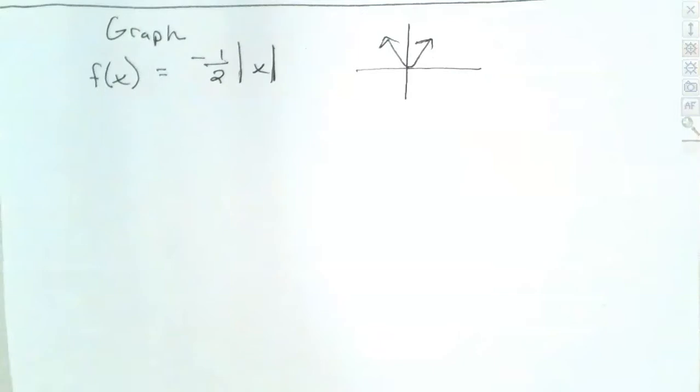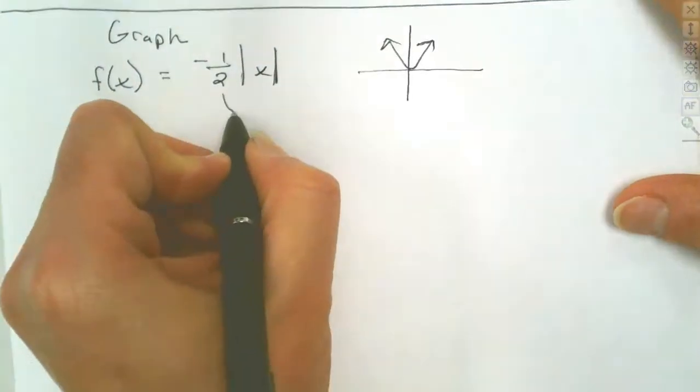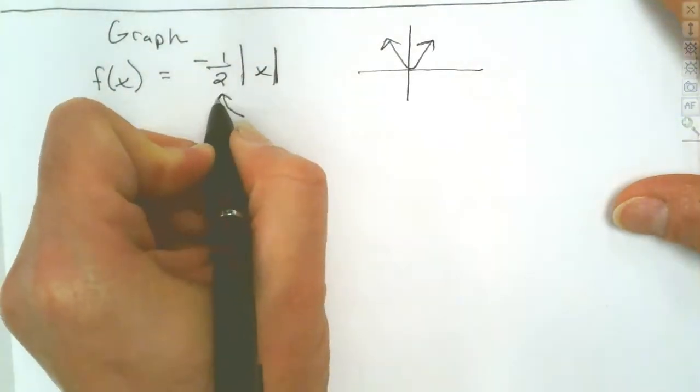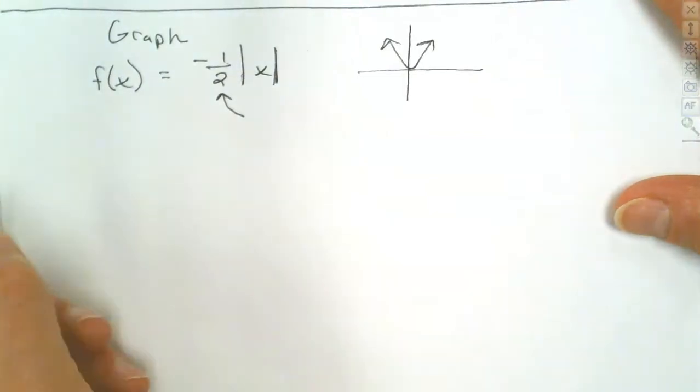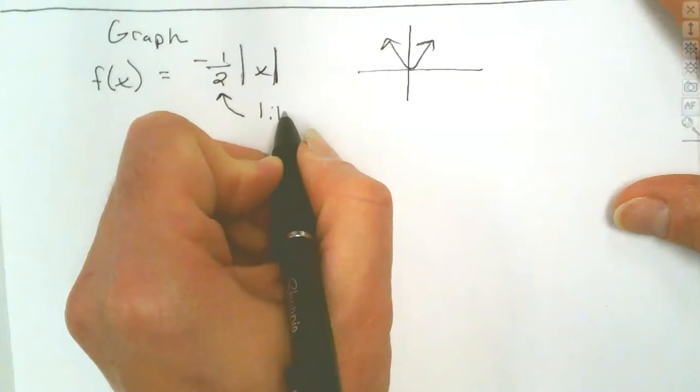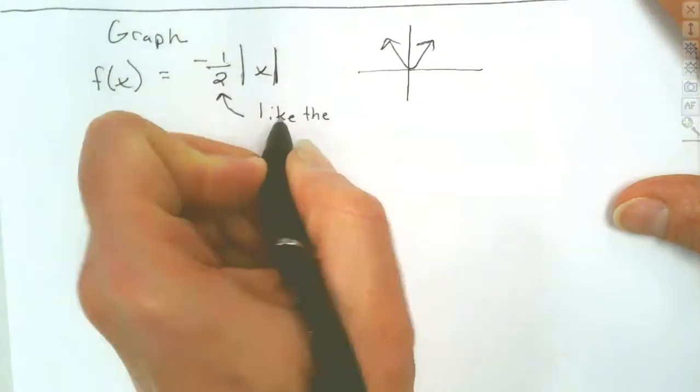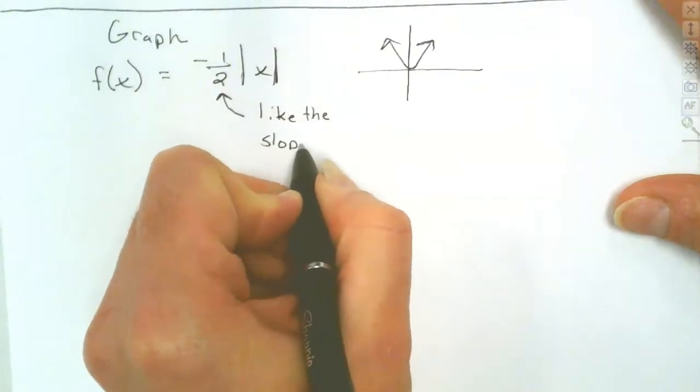Now, what does ours look like? Well, ours is going to be upside down because it's negative. And again, that 1/2, well, that's like the slope. But it must be over 1.